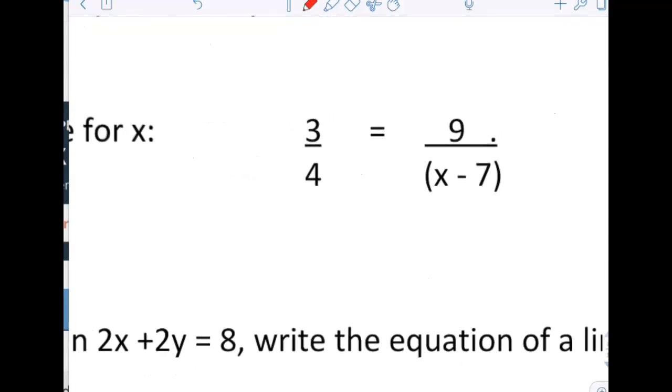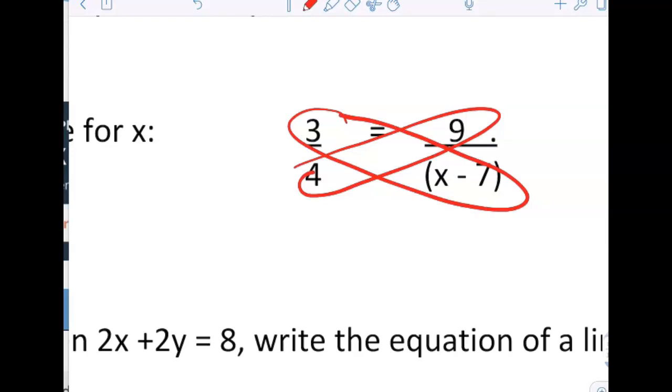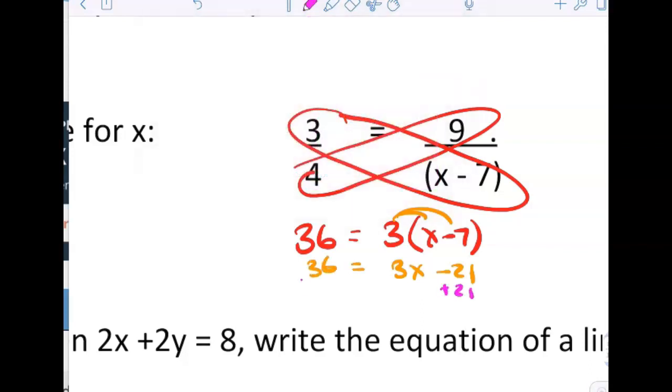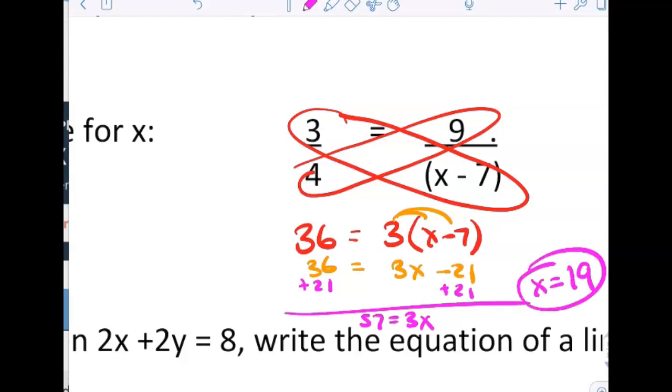If you're looking to solve for x, and you have two proportional fractions that are equal to each other, you cross multiply. 9 times 4, and then 3 times x minus 7. In this case, I have to distribute. I'm going to add 21 to both sides. 57 equals 3x, and then divide both sides by 3, and you get 19.